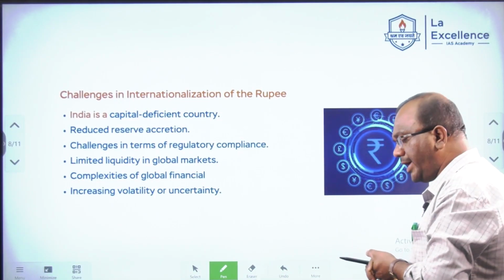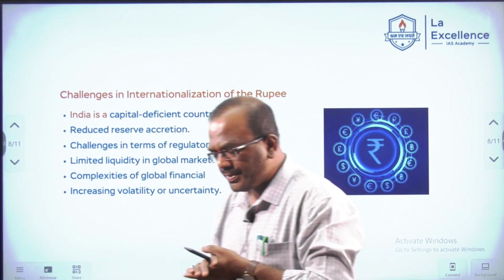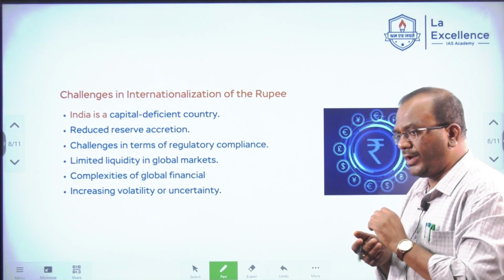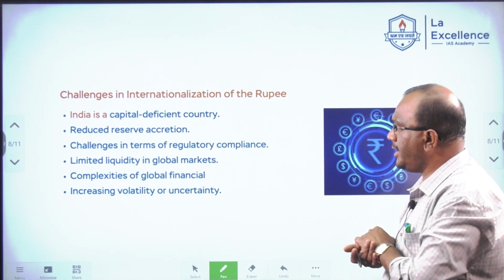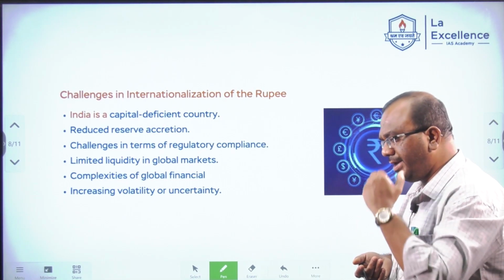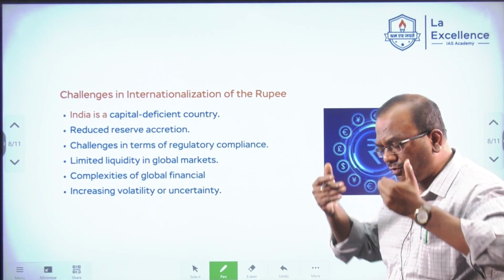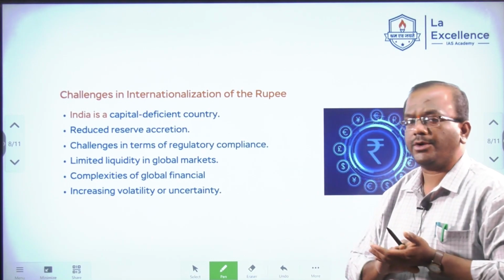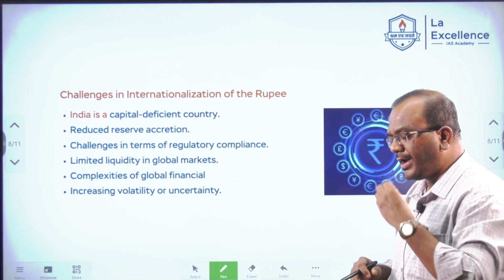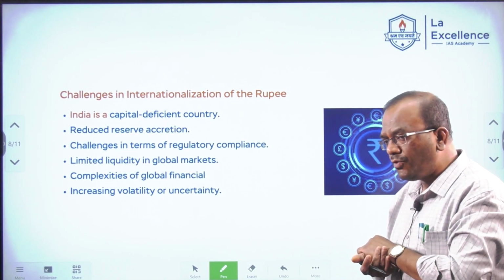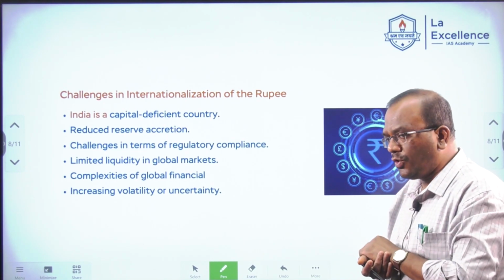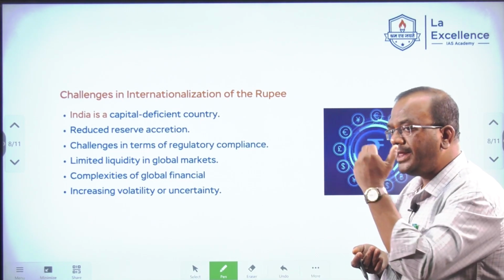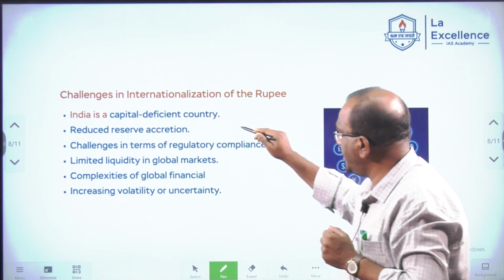Then the challenges. Naturally, it's such a big process, a huge exercise. So you'll have advantages as well as a lot of challenges. Now what are the challenges? We are basically a capital deficit economy. We need investments into our country to build our infrastructure, to meet our developmental needs and priorities. So since we are an investment deficit economy, suppose the rupee becomes a global currency, and the rupee is also subjected to volatility, what will be the outcome? That has to be studied.